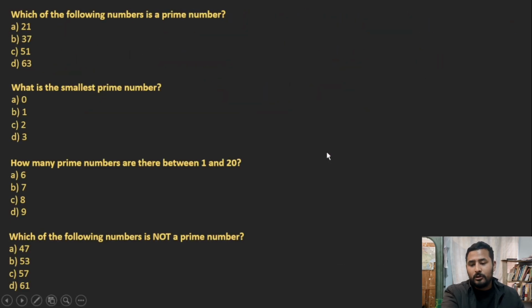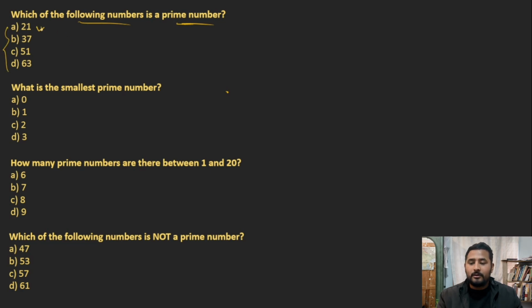So which are important for our MLP exams and other exams also. So you can see here, which of the following is a prime number? I'll give you say 1-2 seconds. You pause the video and try to answer. Okay, so I hope you have done that. Let's see which of the following is a prime number out of these 4 options.